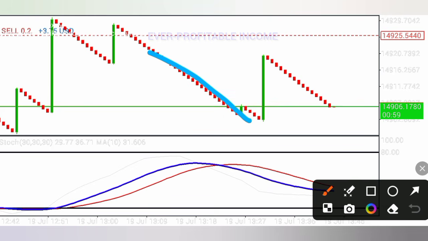Okay, so we got a profit all the way down here, and then we got a spike that almost took the profits.